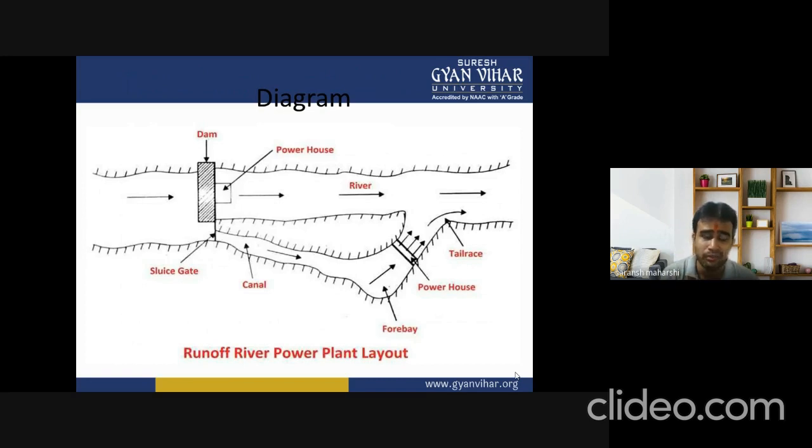Then, which is connected through the penstock, and the penstock is connected to the powerhouse, where all types of connections, directions and controls are controlled through these systems, and where we consider some factors like the sluice gate, canal, and the forebay.